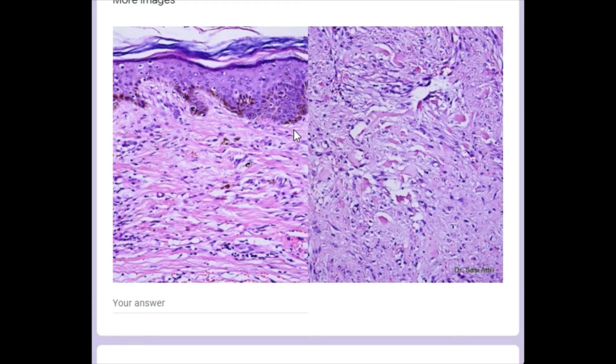Now, when I say Grenz zone, it depends on the context actually. It doesn't mean that there are no inflammatory cells at all. It just means that the particular disease is not present here. So there is a Grenz zone in that sense.